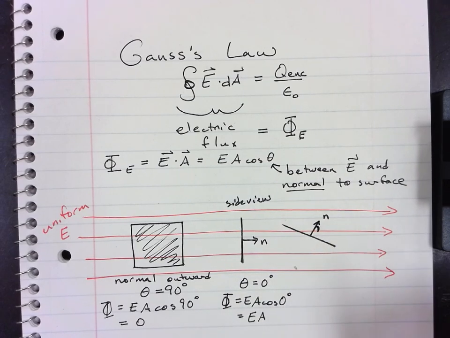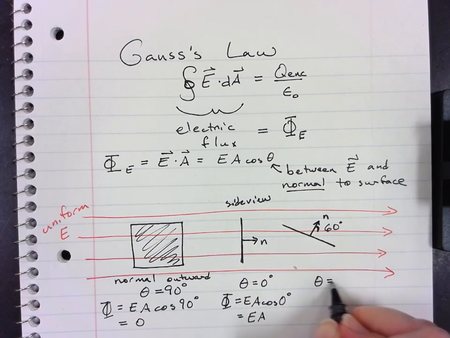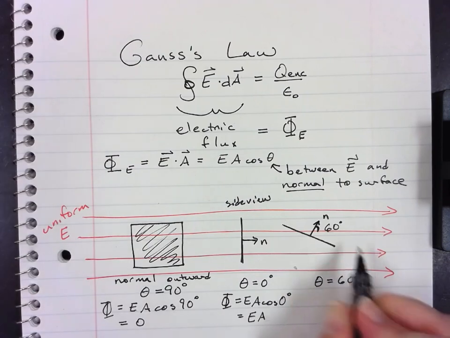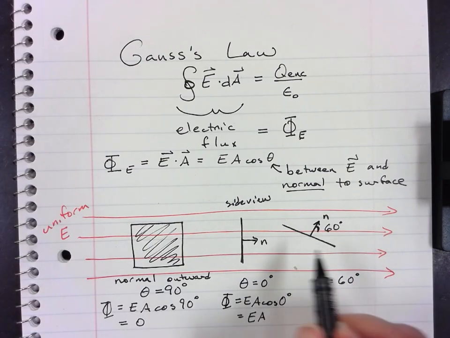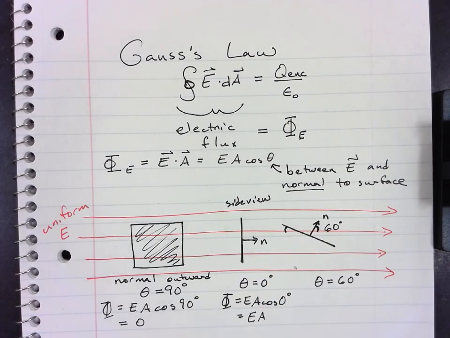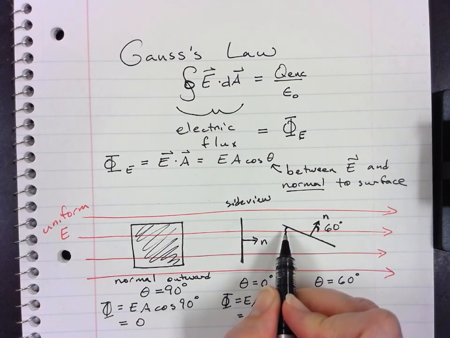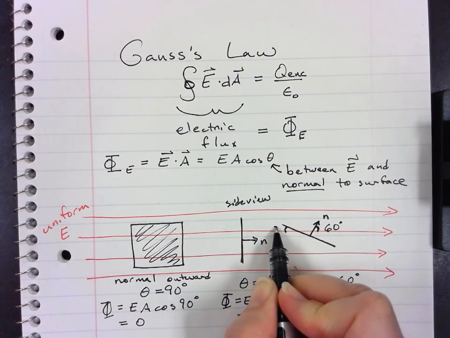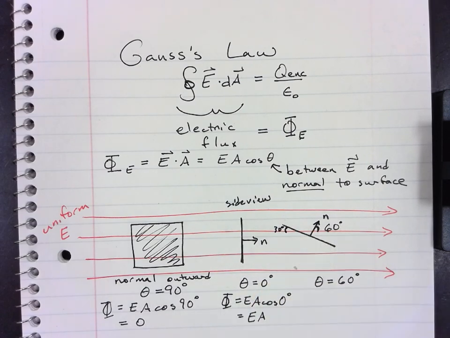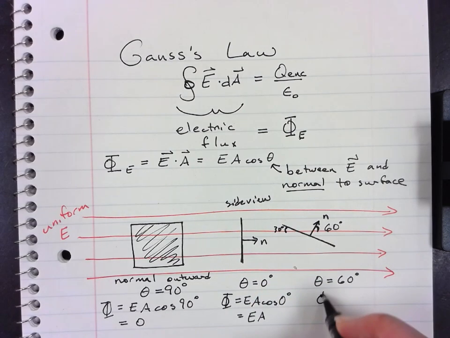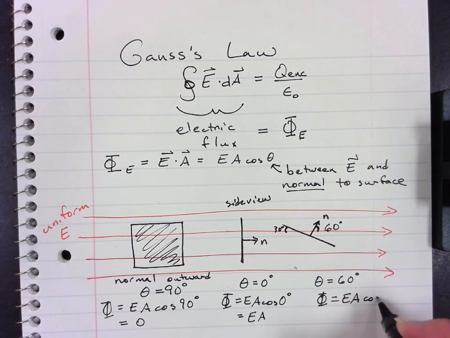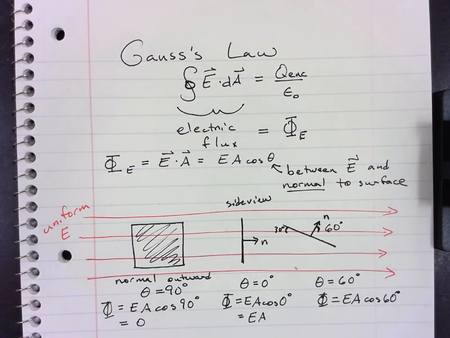So guesstimating, let's go with 60 degrees. I'm not sure exactly what I drew there. But then theta is 60 degrees because I drew it between the normal and the field. Like if I'd given you this angle, then that's not the angle you would use. Notice though, they are complements. So if this is 30 degrees, that's 60 degrees. So here, the electric flux would be EA cosine 60 degrees. And I don't remember that off the top of my head. Shame on me, I should, because that's a special angle.